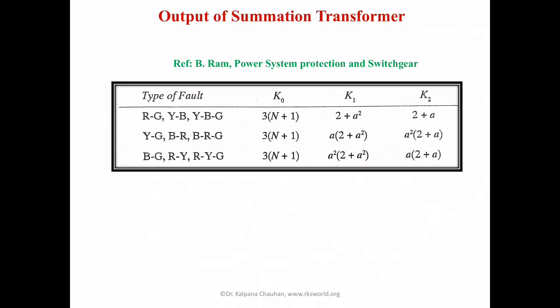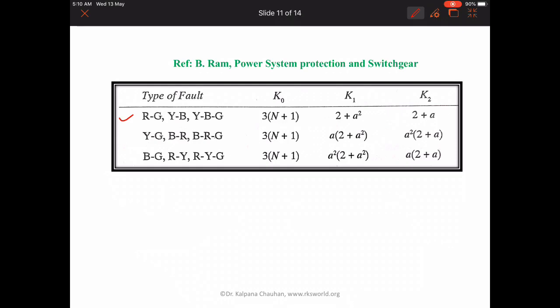Now, as we have found the output current from the summation transformer, it can be calculated for different types of faults. Here is a table by which we can directly calculate the various values of K1, K2, K0 for various types of faults for the summation transformer. Here we can see for RG, YB, YBG faults, the values of K0, K1, K2 are shown in this table.